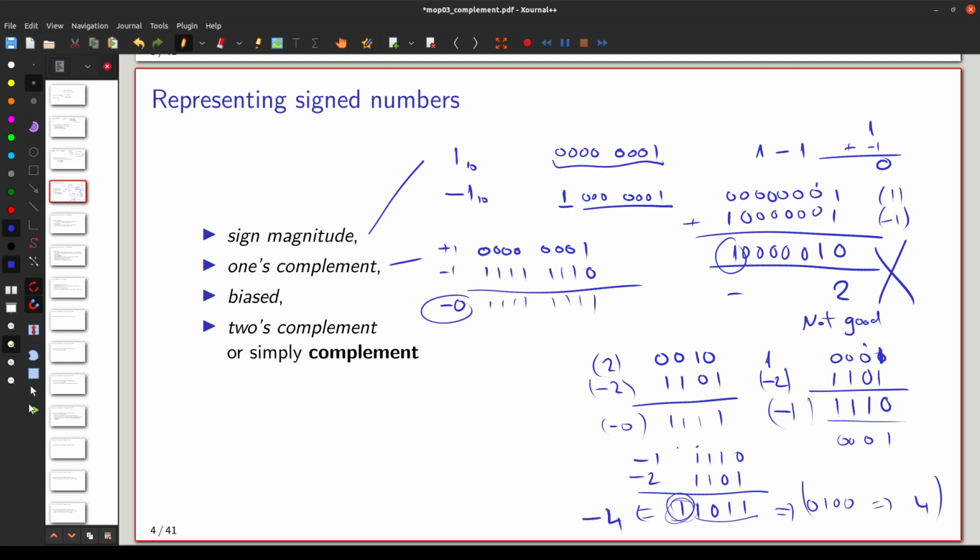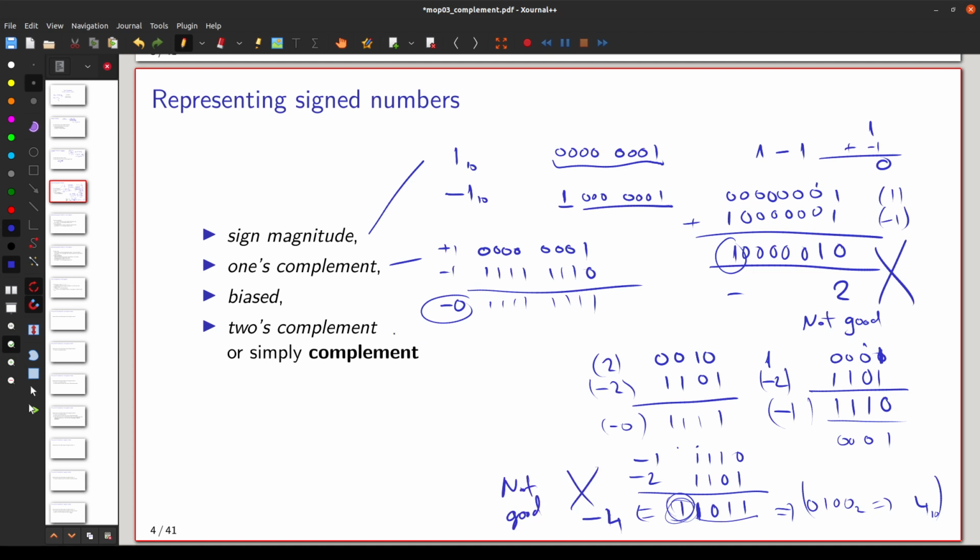Since the first bit is 1, this should be a negative number. So therefore, we need to do 1's complement once again. We invert it to get the positive one. And that's 0, 1, 0, 0. And that in binary is the same as 4 in decimal, right? So it turns out -1 and -2, if we add them together, the result is -4. And that is not correct, okay? So this is, again, not good.